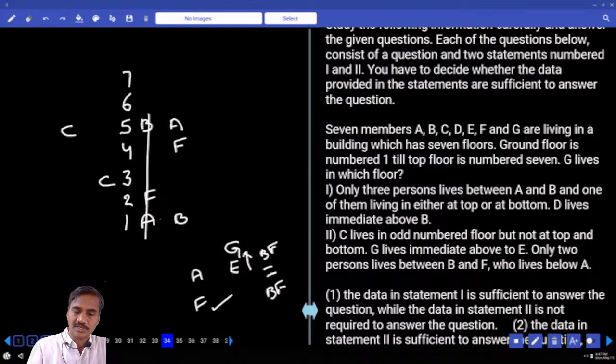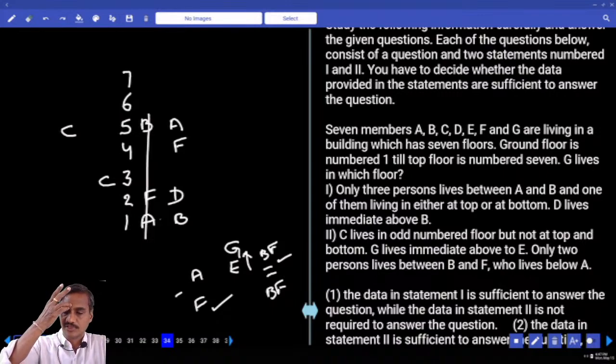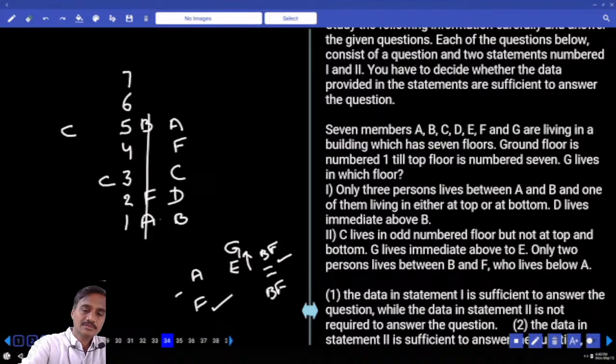Hence, F is below A and G and E. Now G is immediately above this C. B and F, we have 2 people. A is above this F. Only 3 people between A and B. D lives immediate to B, D and B will lie. C lives on an odd numbered floor, but not at the top and the bottom. And C must be here. And next one, G lives immediately above it.